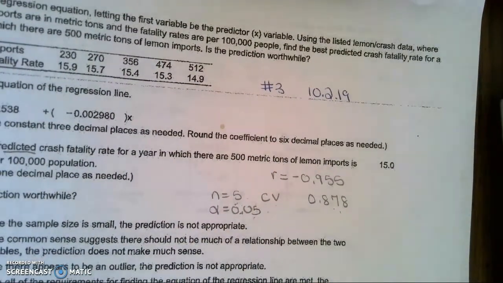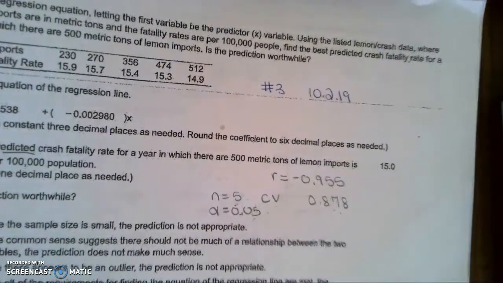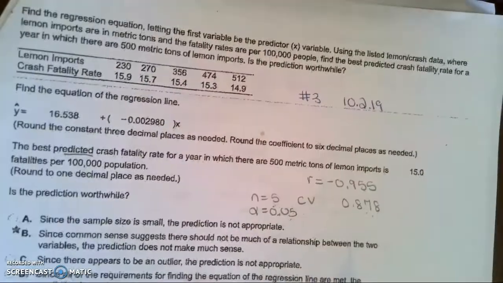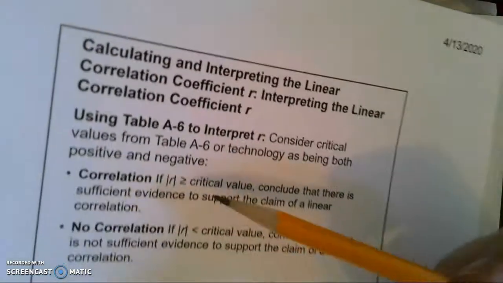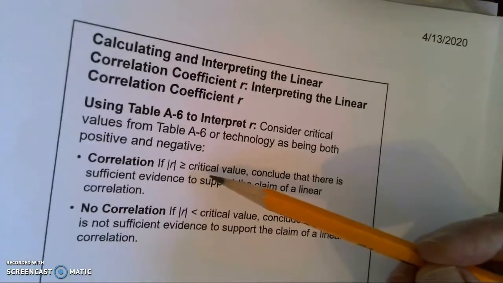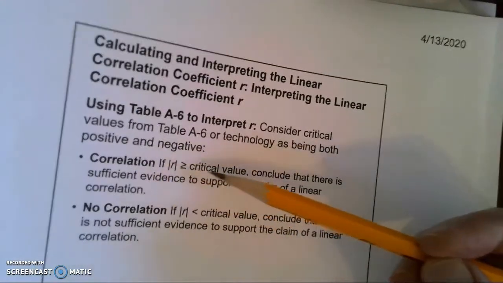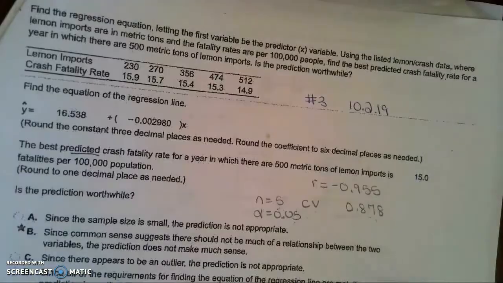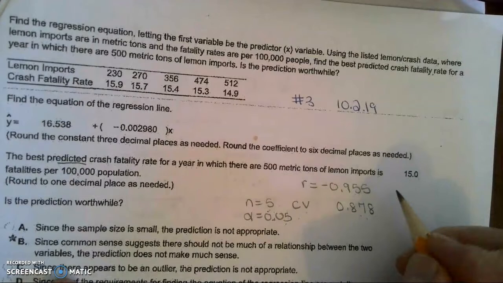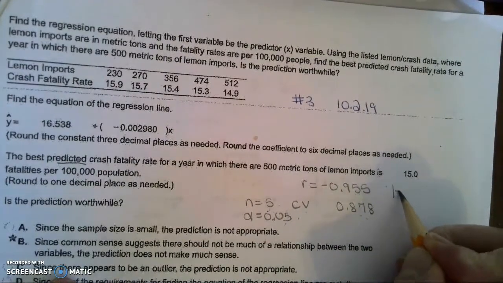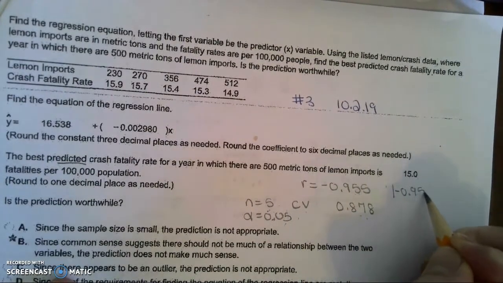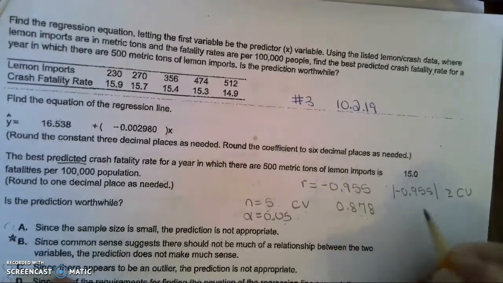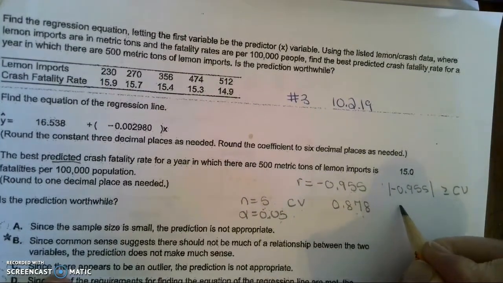Okay, so I want to decide if they're correlated or not. So going back to what we talked about in the last section here. If the value of R is bigger than the critical value, I should say if the absolute value of R is bigger than the critical value, they're going to say there is a linear correlation. So in this case, the value of R is bigger than the critical value, so we're going to say there is a linear correlation.